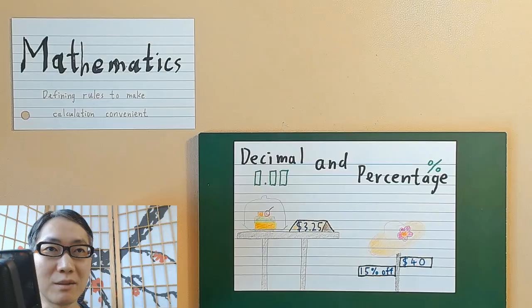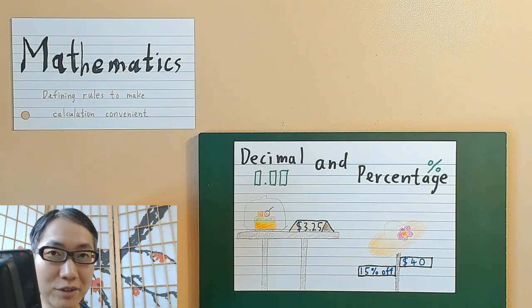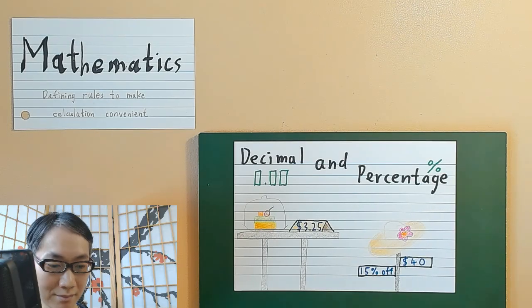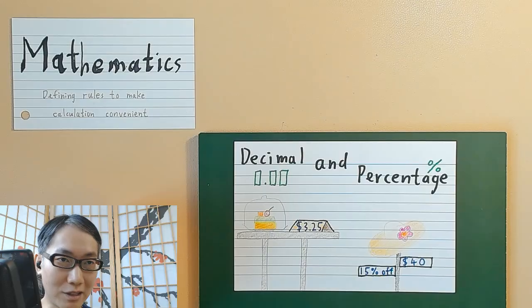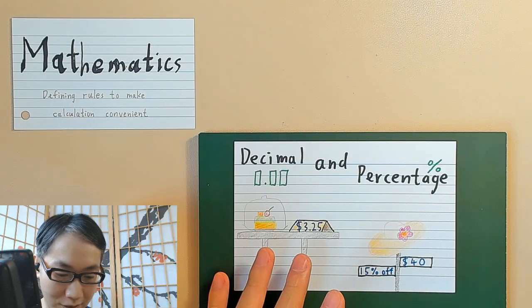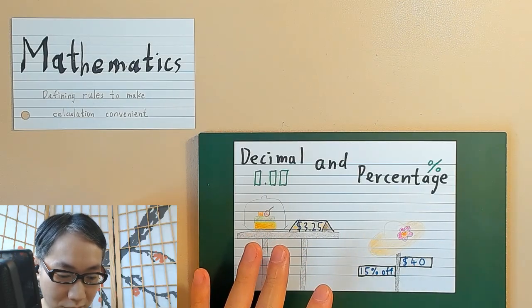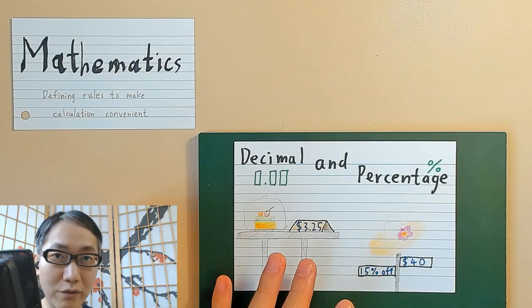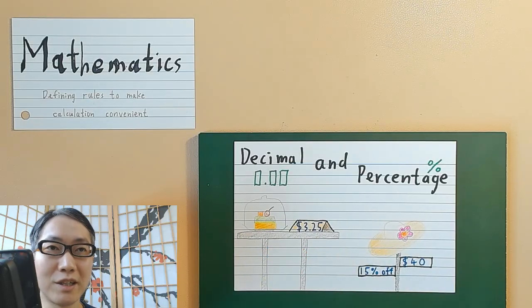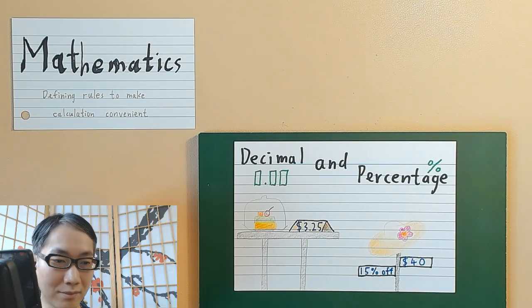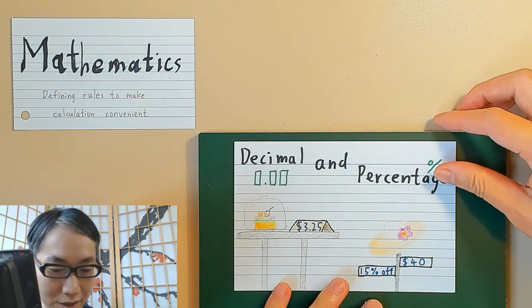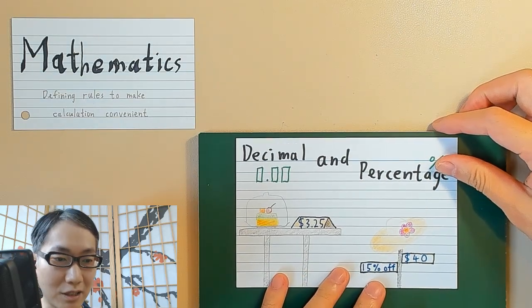Today we'll talk about decimals and percentages, and we're focusing more on decimals. So we are using them in our everyday lives, literally. For example, this is like a price tag. This is like a little cake that costs $3.25. Or you can say it's $3.25. So let's look at decimals in detail and actually see how our number system is set up.